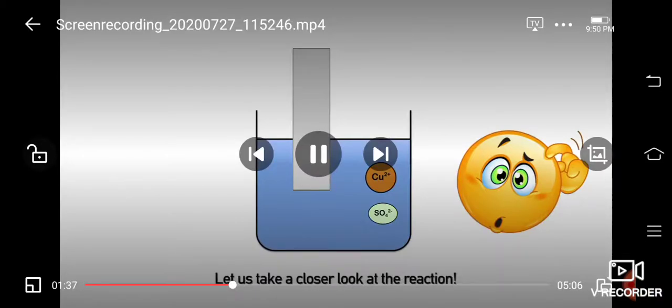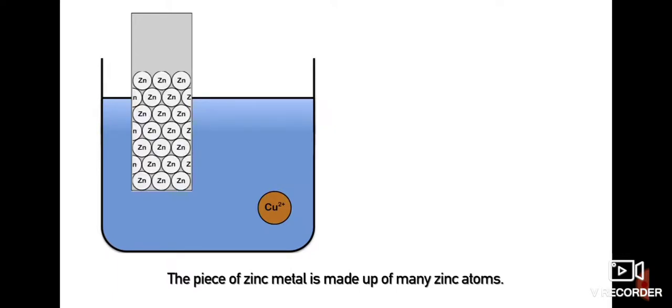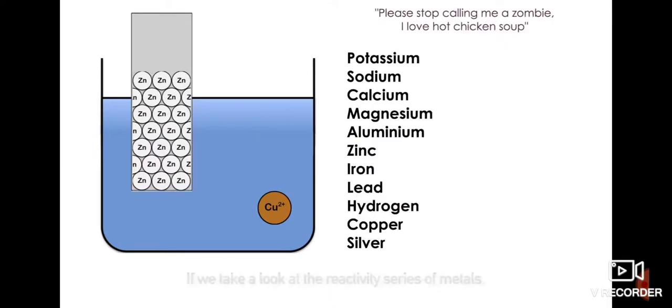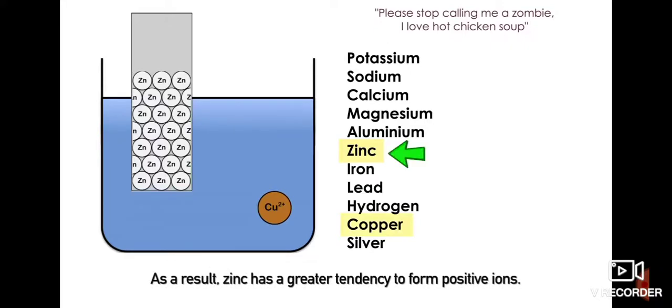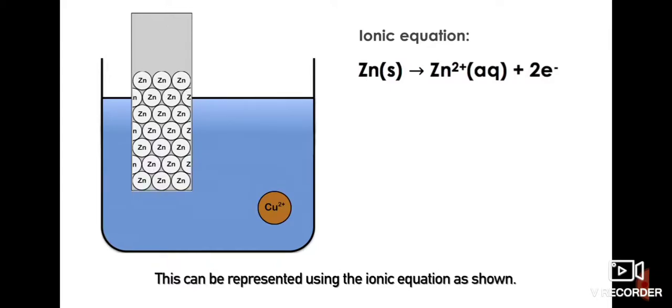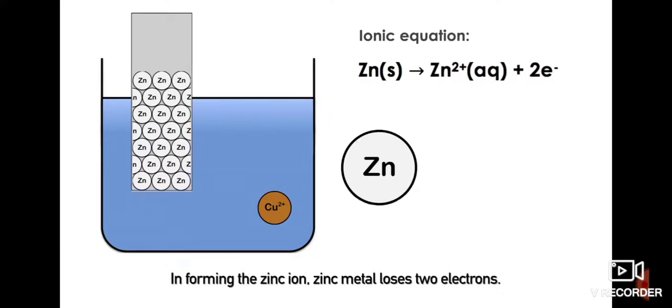Let us take a closer look at the reaction. The piece of zinc metal is made up of many zinc atoms, which are packed regularly in layers. If we take a look at the reactivity series of metals, we know that zinc is a more reactive metal than copper. As a result, zinc has a greater tendency to form positive ions. This can be represented using the ionic equation as shown. In forming the zinc ion, zinc metal loses 2 electrons.